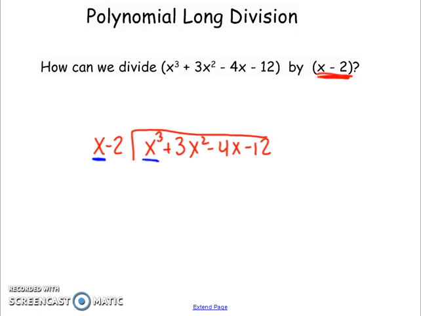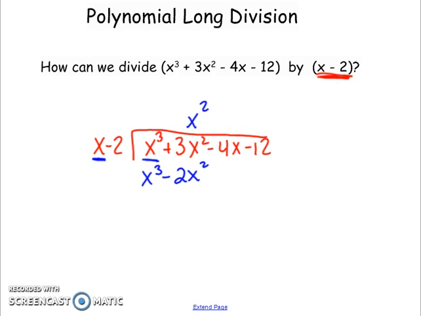So I'm going to stack the x squared on top of my other x squared term. Now I'm going to multiply whatever's on top with what's on the side. So I'm going to do x squared times x, and that's going to give me x cubed. I'm also going to do x squared times negative 2. So it's going to give me negative 2x squared.